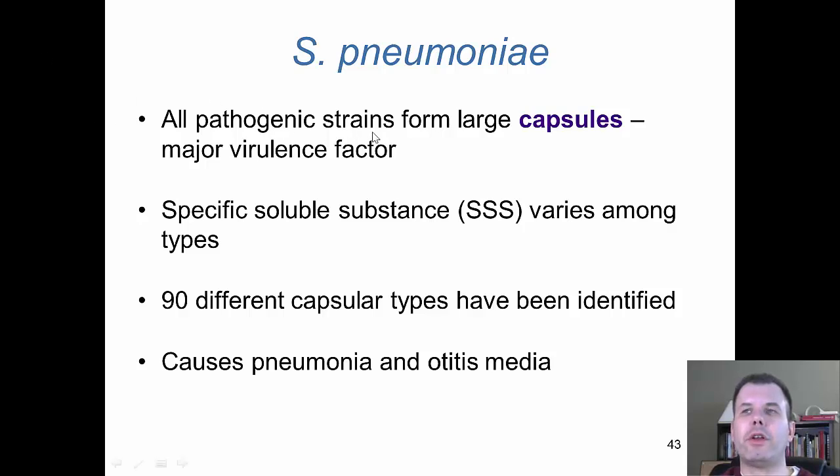Okay, now all pathogenic strains have large capsules, which is a major virulence factor. They also produce this SSS, or specific soluble substance. And again, there's 90 different subtypes of strep pneumoniae. So they're all strep pneumoniae, but they're subtypes based on the capsule they have. And so certain ones cause different things. We see these two diseases primarily with pneumonia, but it also causes ear infections in kids. A lot of times we see this guy in the back of the throat, and these are the ones that cause the chronic ear infections in kids. I'll explain why that happens here in just a minute. Why do kids get it and not so much adults?